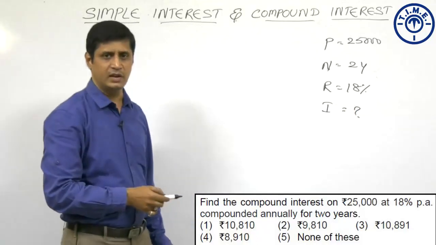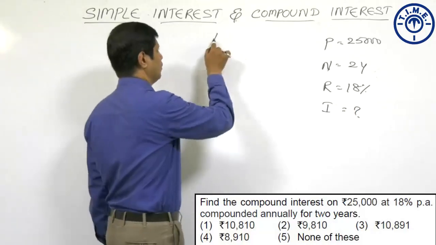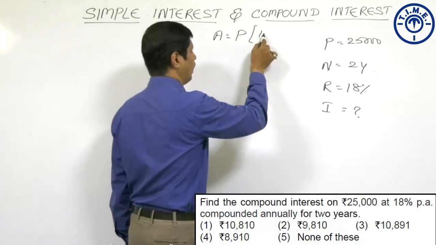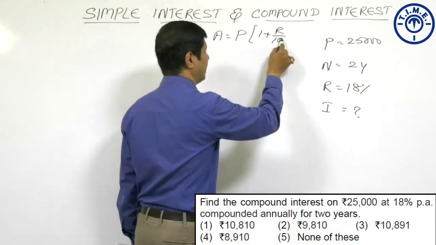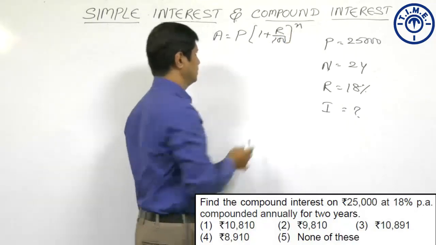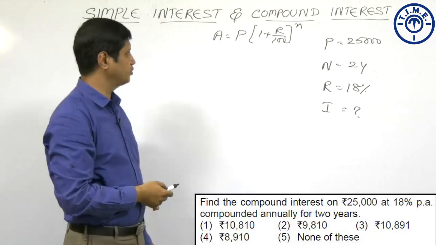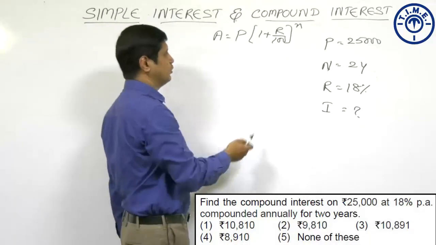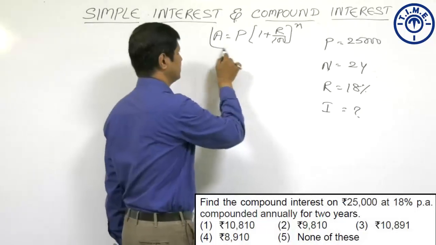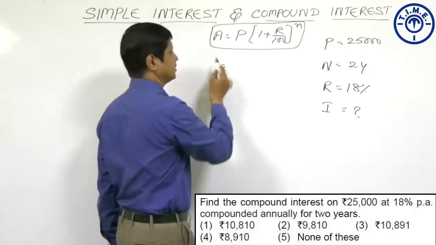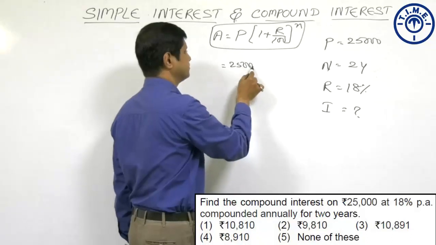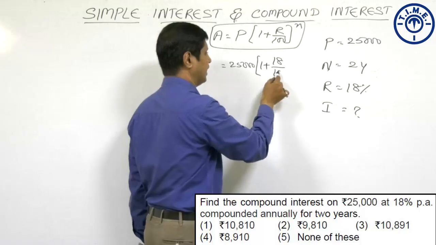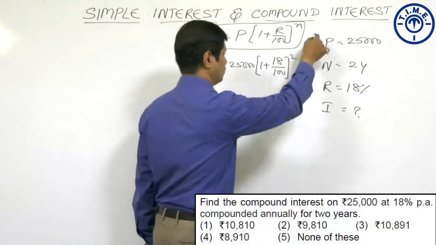Now, what is the formula to find the compound interest? We have the formula for the amount in compound interest. It is A = P into (1 plus R by 100) whole power n. A represents amount, P represents principal, R is the rate of interest, n is the number of years. Now, just substitute the values and simplify. Now, what is the result? 25,000 principal and 1 plus R is equal to 18 by 100, power 2.